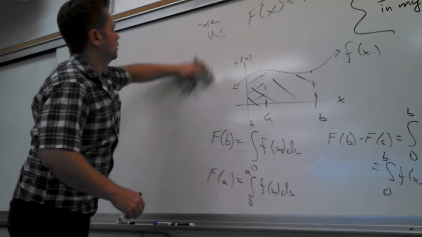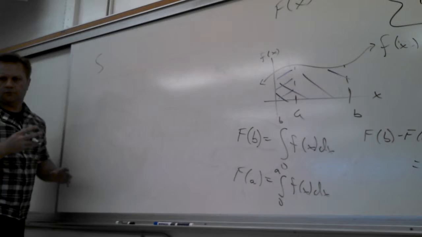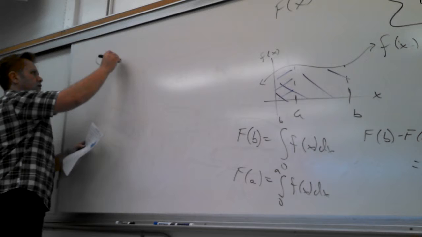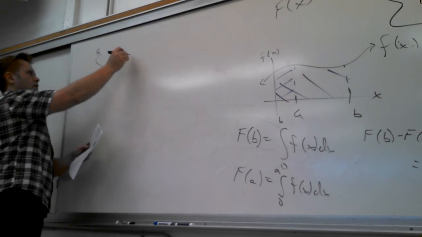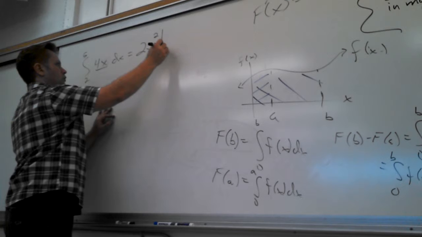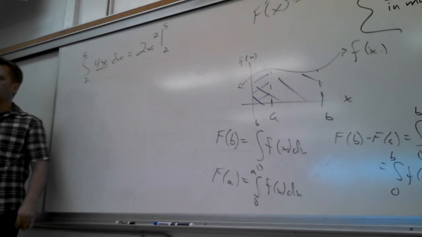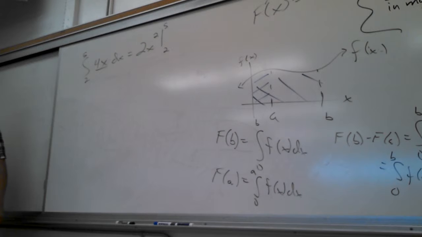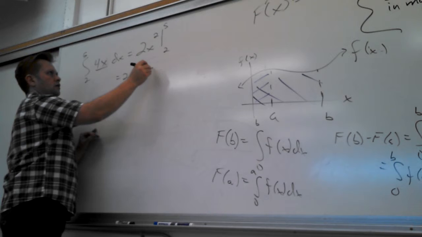So what this means for us now is, what's one that we did? We did this one, here we go. Let's just do the same one. So we had this integral of, this is the one on that handout, right? 4x from 2 to 5. Well, now we know, what's the antiderivative of 4x? So here's how you represent this to be nice. We write it like that, and that means 2x squared evaluated from 2 to 5. So get used to that notation. So now you just do, you always plug this guy in first. 2 times 5 squared minus 2 times 2 squared.